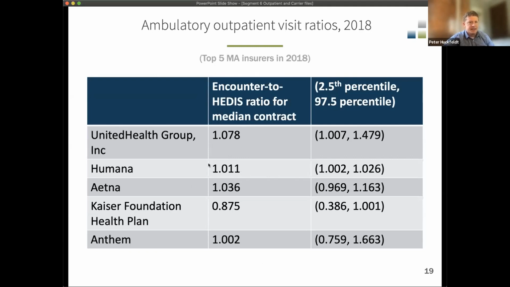United Health Group is at the top end here with 1.08. Humana is at 1.01. Anthem's just over 1. But Kaiser is a little bit low. This implies that Kaiser is submitting more visits through HEDIS than through the encounter data. We don't fully understand why that's the case, but it is quite a bit lower. So then I'll move on to ED visits unless there are any questions.